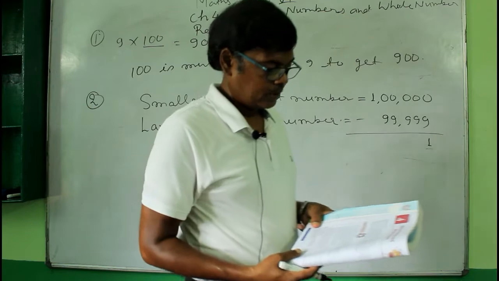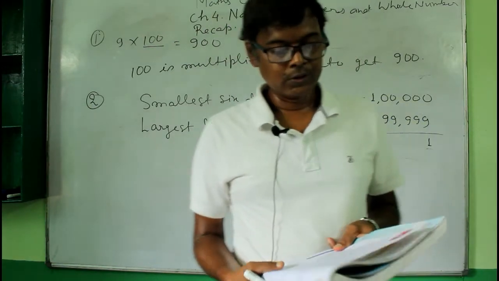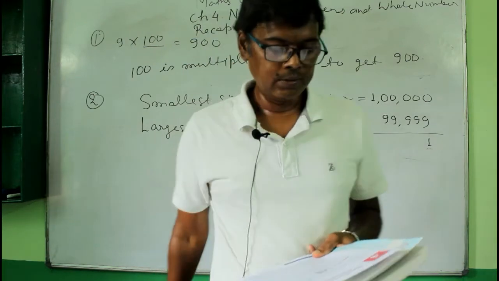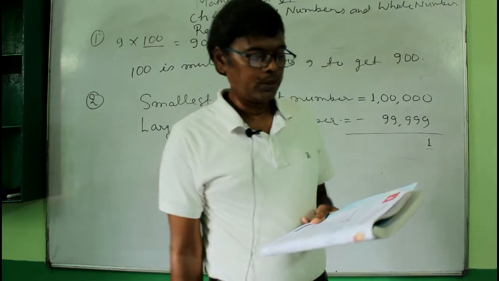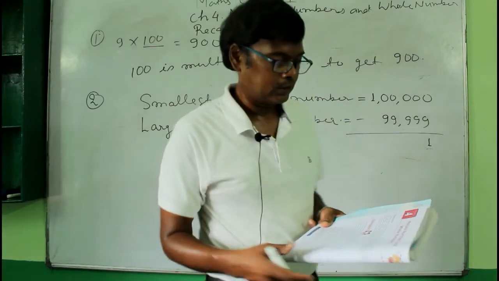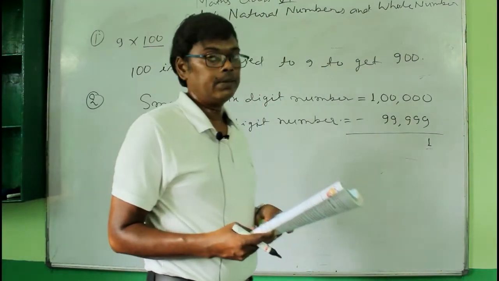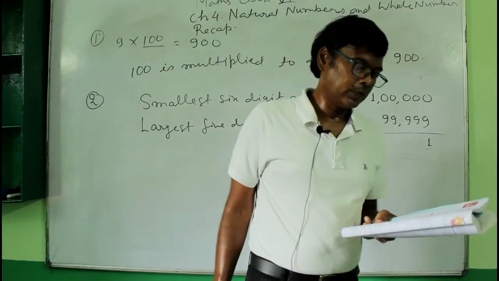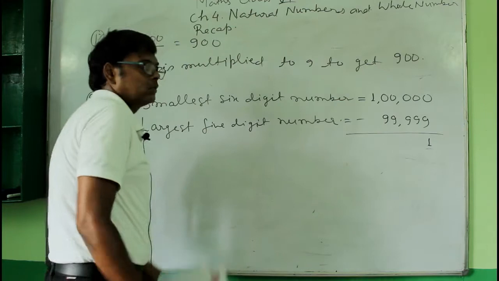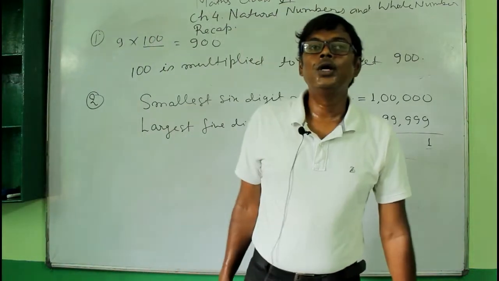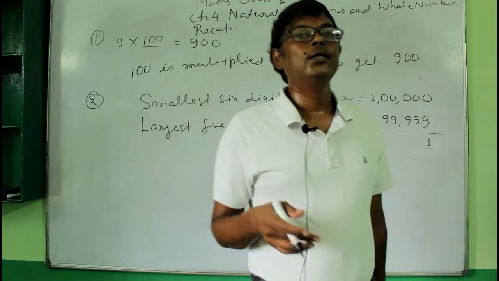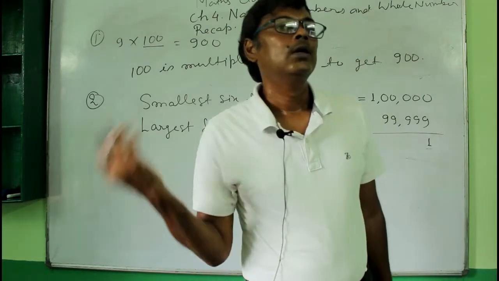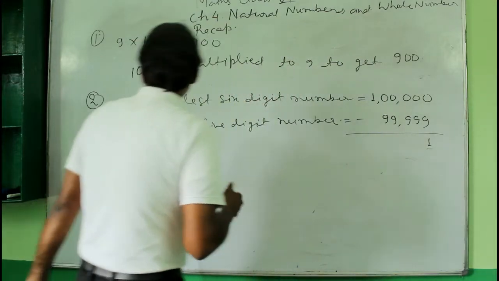Now question number 4. I will do question number 4 and you will do question number 3 as homework. The cost of 10 pens is 200 rupees. What will be the cost of 7 such pens? You will solve this question by the unitary method. First you have to find the cost of 1 pen and then you can find the cost of 7 pens.